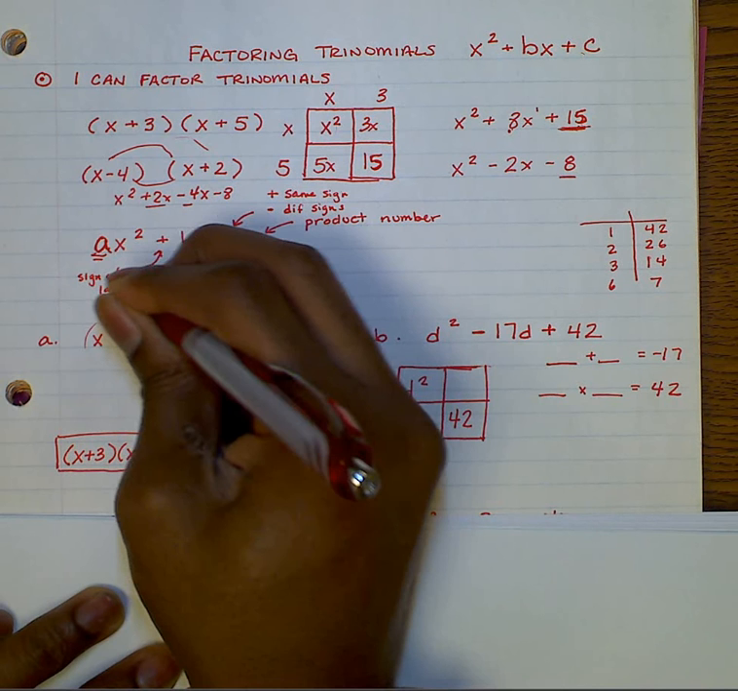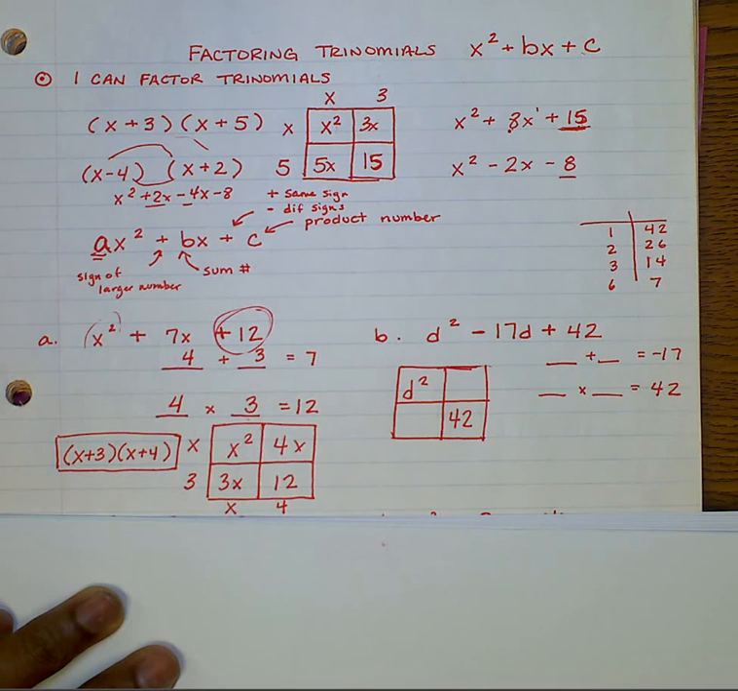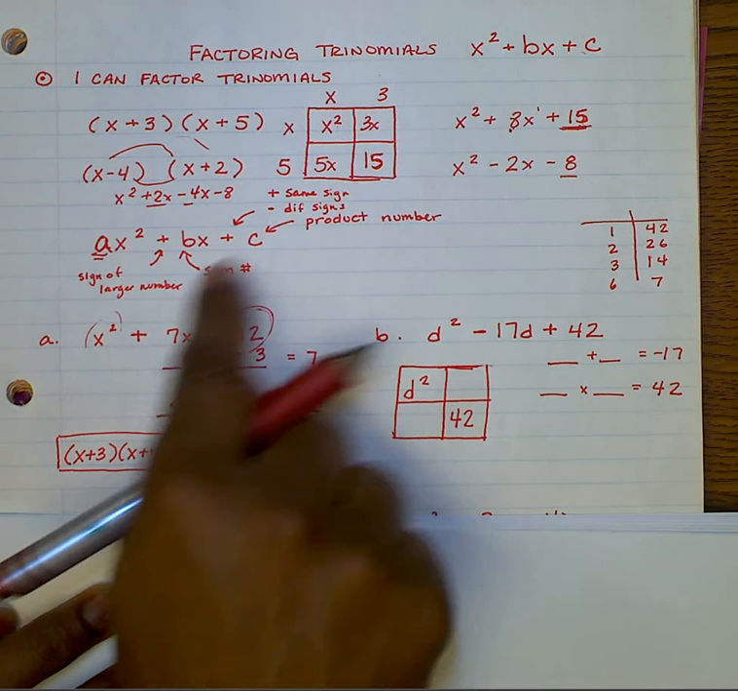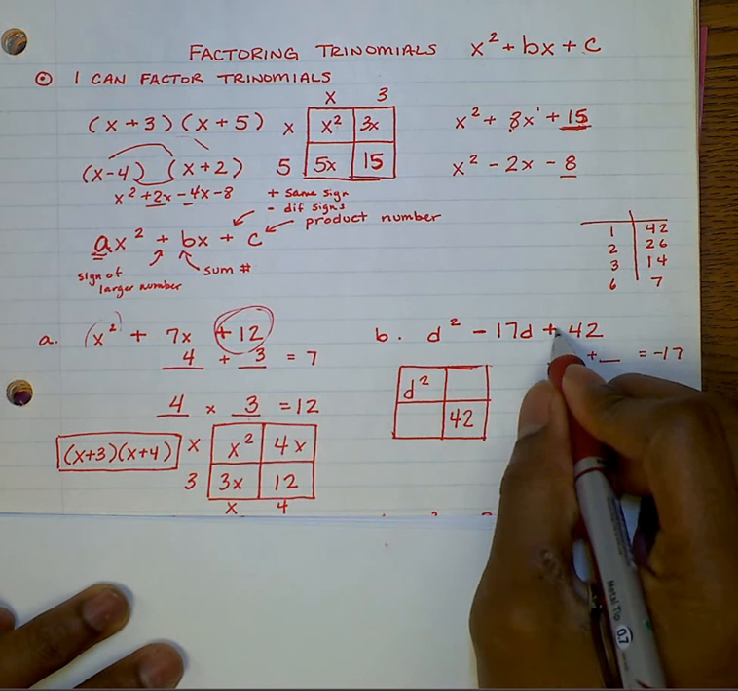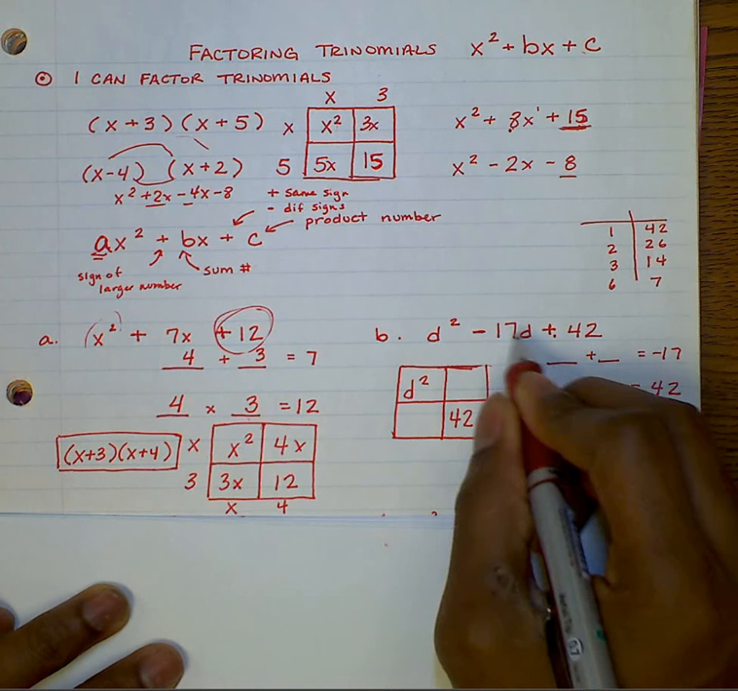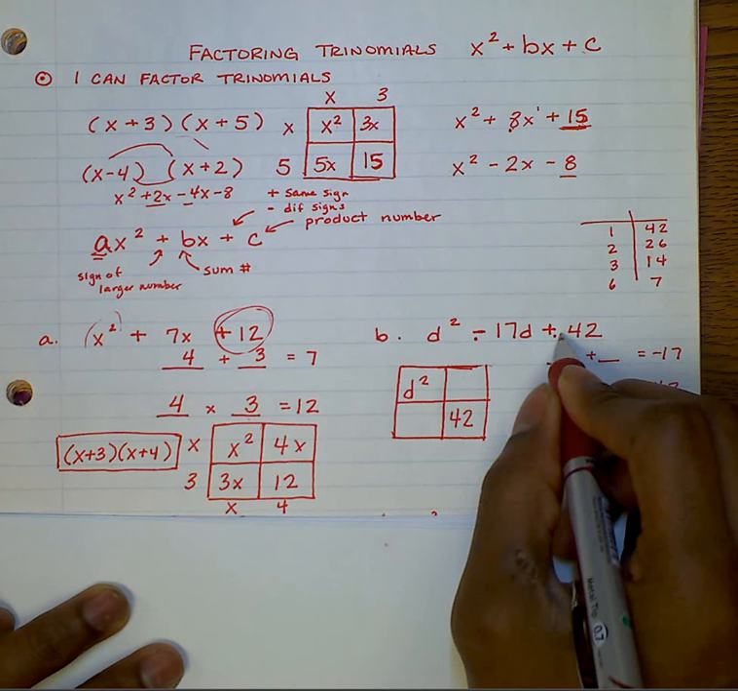Okay, because if we're adding two numbers together, then if the larger number is positive, the sum will be positive. If the larger number is negative, the sum will be negative. Okay? That helps us out when the signs are different. In this case, the signs are the same, so they're both negative numbers.